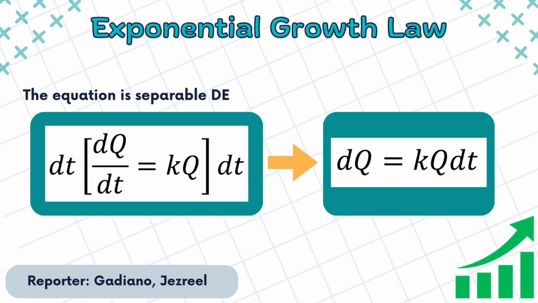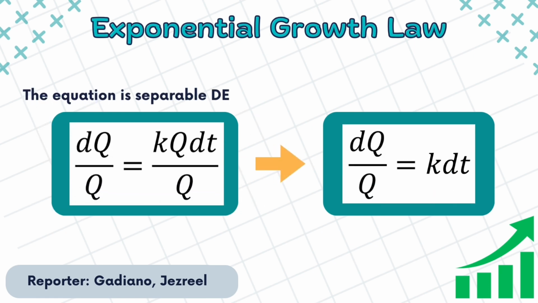Now, we need to solve for the general solution of the mathematical model for the exponential growth law. We can separate the variables in our mathematical model since it is a separable differential equation. First, just multiply dt both sides. And then, divide q both sides.